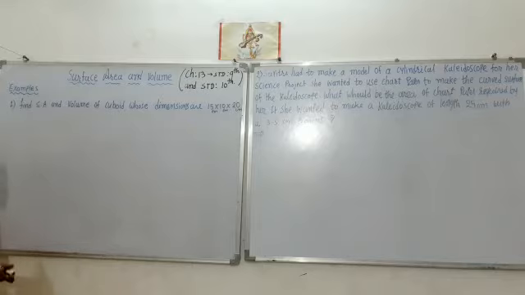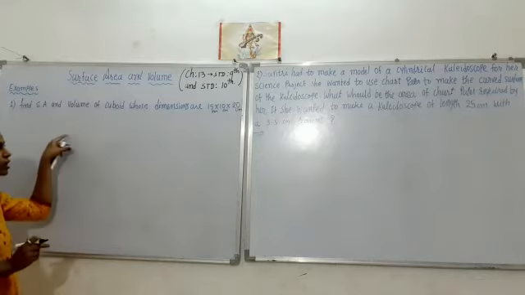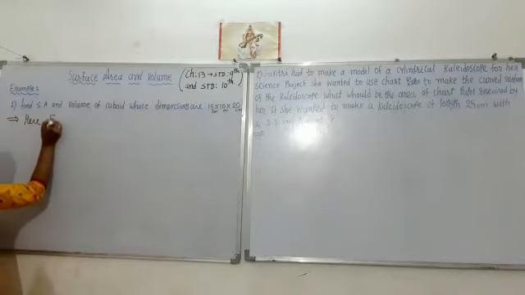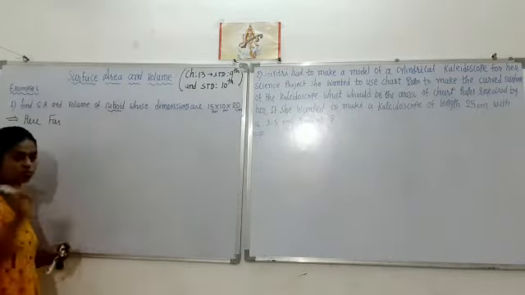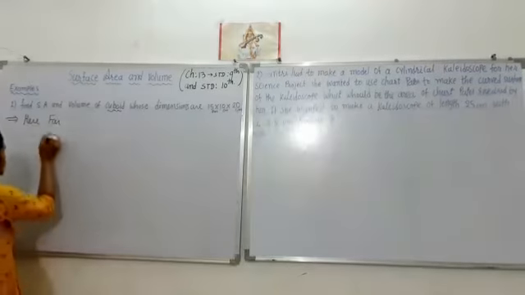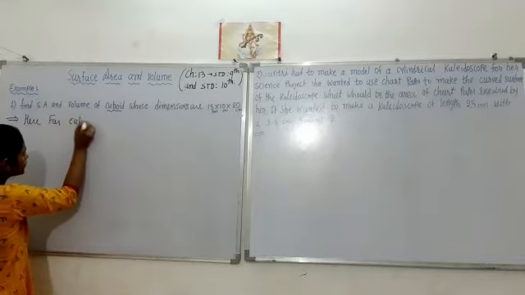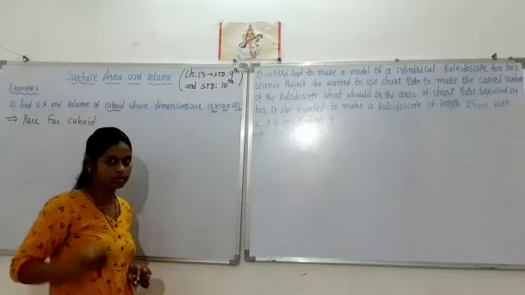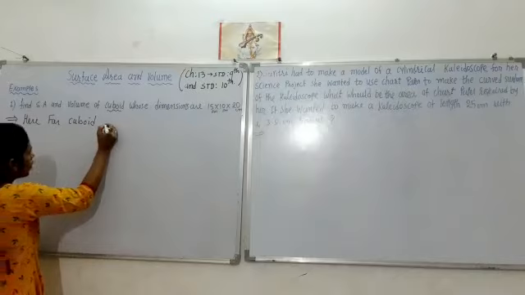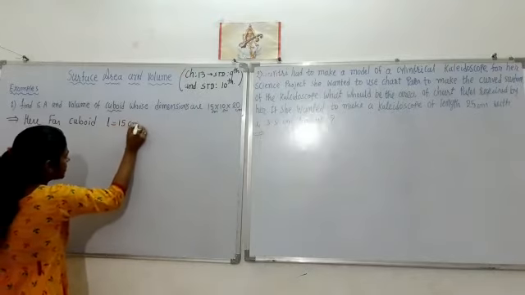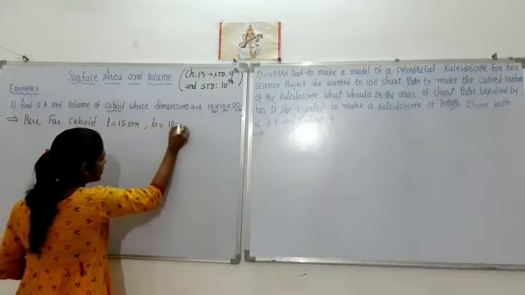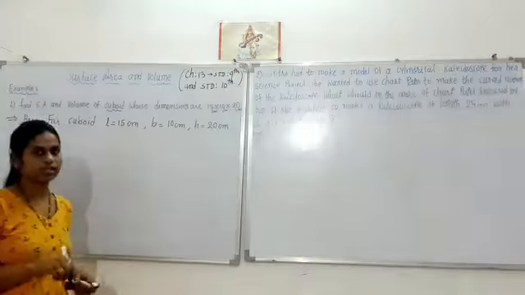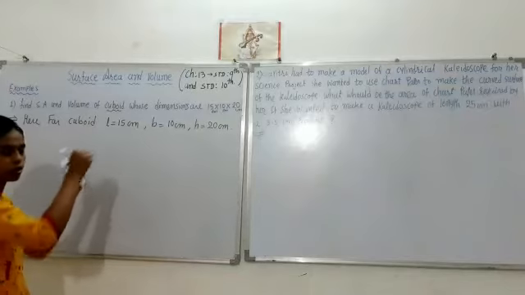First of all, you should decide which type of figure or object is given. So in this question you are talking about a cuboid. So first of all you should write its figure. Here for cuboid, its dimensions are length, breadth and height. So for the cuboid, length is equal to 15 centimeter, breadth is equal to 10 centimeter and height is equal to 20 centimeter.